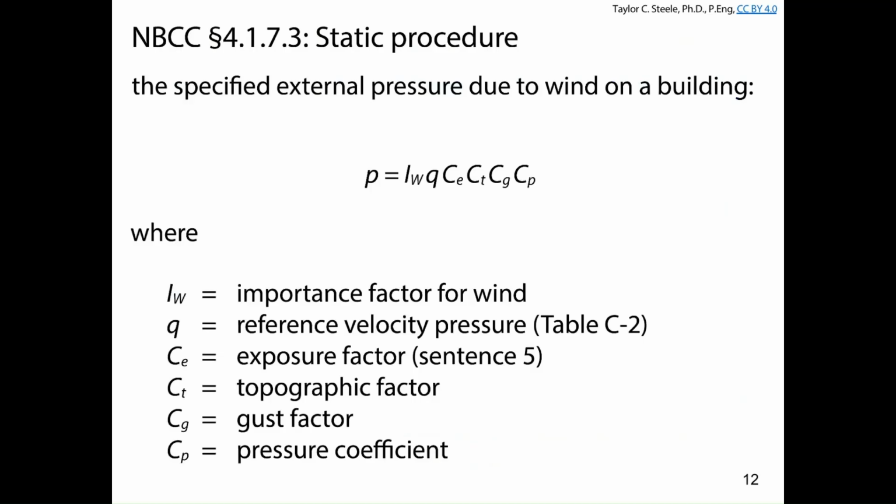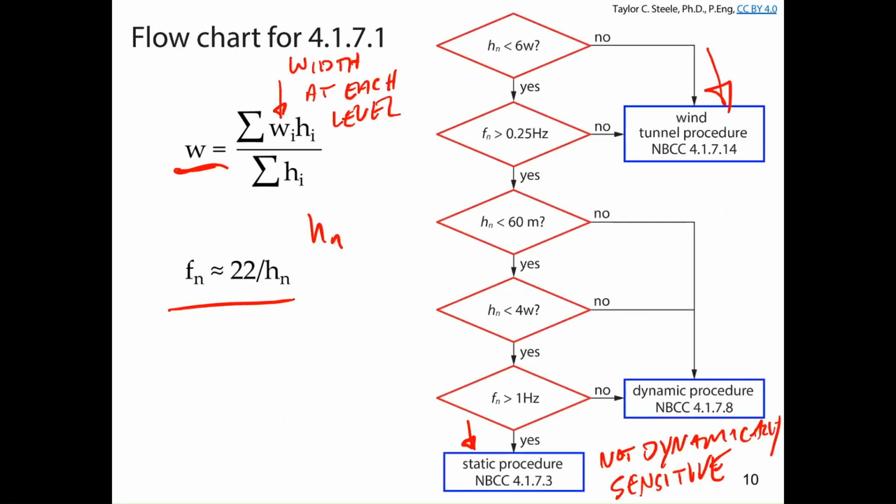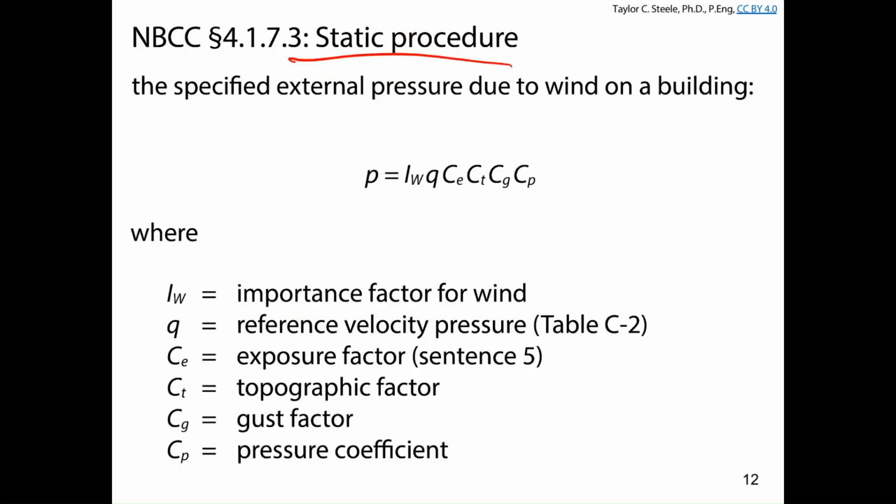So when we're using the static procedure, if our structure is not dynamically sensitive, we come down here and say, okay, yes, we can use the static procedure. Our static procedure tells us that the pressure on the face of a structure is going to be proportional to an importance factor. We talked about that for snow, and in fact, it's going to be very similar for wind. A reference velocity pressure, right, is going to be a Q value that is velocity based, right?